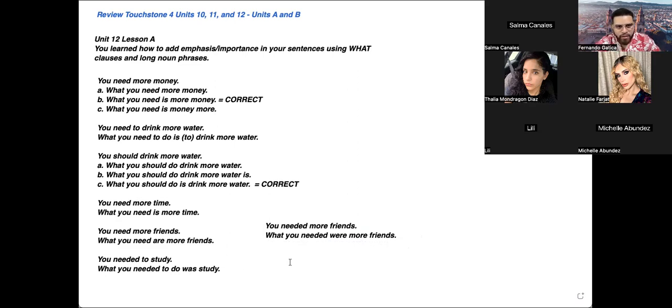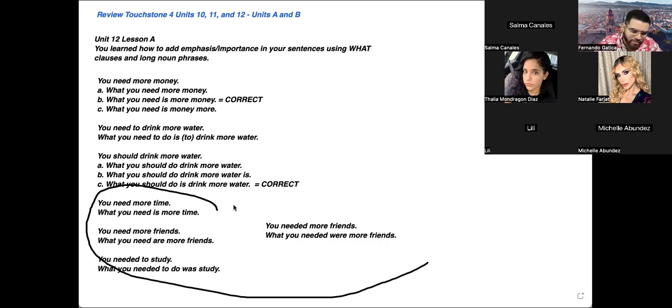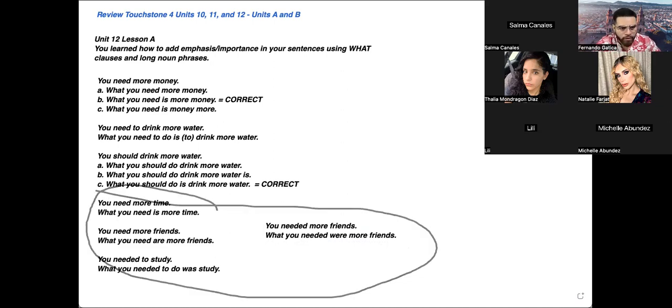And those would be the what clauses to make your sentences sound more important. If you can remember these right here, you will be okay on the test.